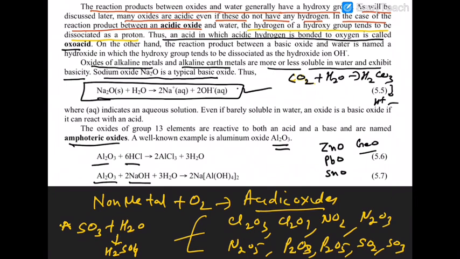A substance which can react with both acid and base is called amphoteric. Al2O3, zinc oxide, lead oxide, tin oxide and germanium oxides are examples of simple amphoteric oxides.